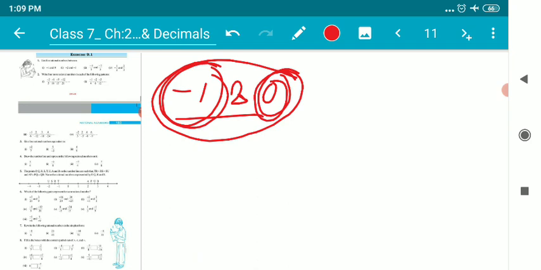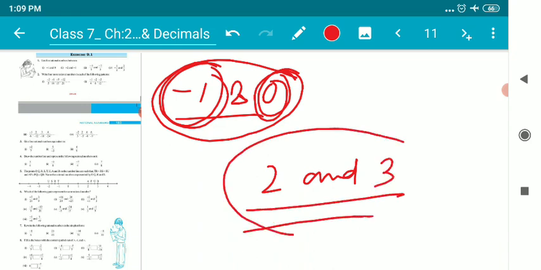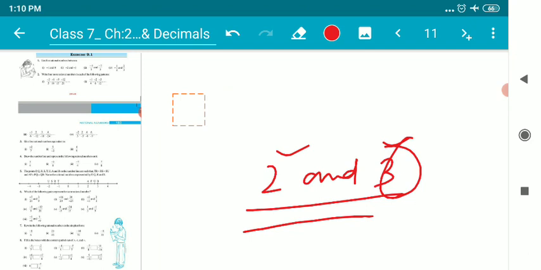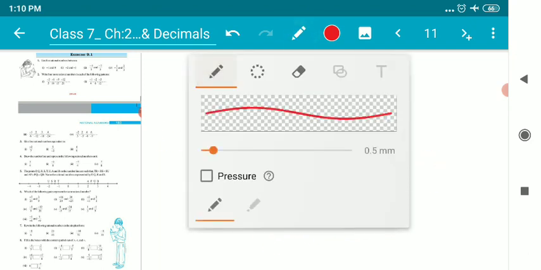Children, let me tell you. There is an uncountable number of rational numbers that can be found between two rational numbers. If I ask you how many rational numbers are between 2 and 3, children, there are uncountably many rational numbers between 2 and 3. Limitless. Billions, trillions, more than that can be found between 2 and 3. Now let me teach you how to find rational numbers between -1 and 0.